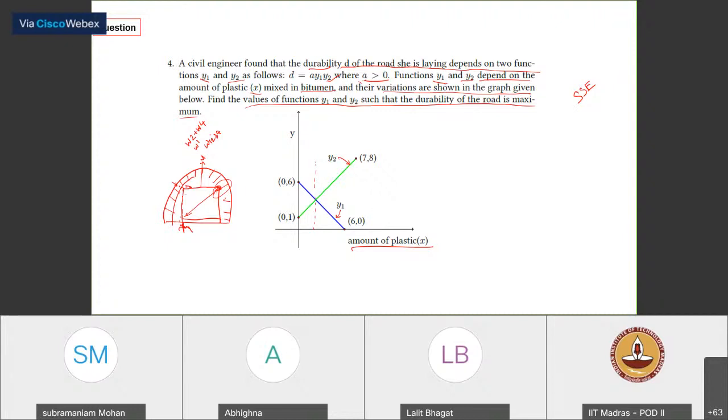I'm not going through a mathematical thought process. I'm going through a general line of thought, saying that since the durability is a function of these two equations, this is the place where the combination of plastic is going to be maximum in the combo of the two. So this should be the solution. Even if D equal to A, y1, y2 is not given, I would still arrive at the same. Even if it is not given, we can get the intersection point.